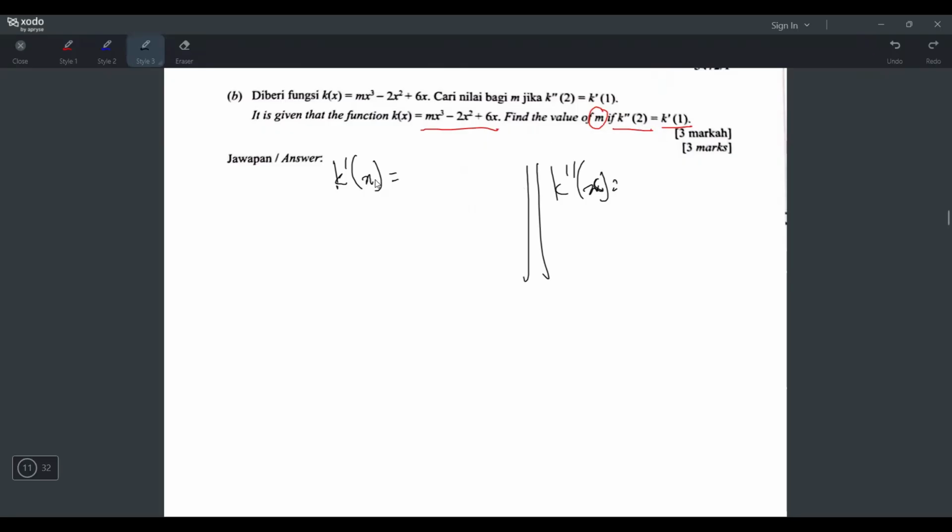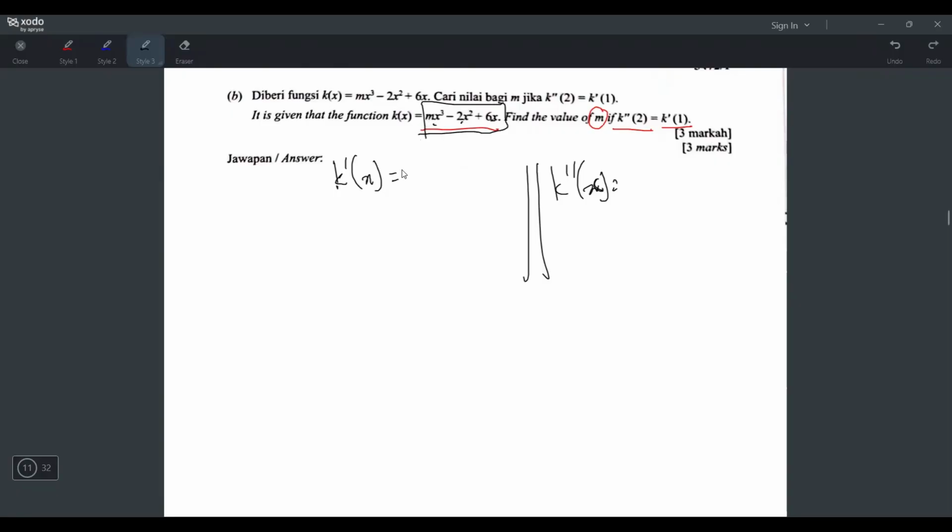Okay, let's try to find k prime x. So you can see this one, you can straight away differentiate already, because there is no x at the bottom and you can't expand it. Everything is like single term, single term. You have three terms here, so just differentiate separately and you will end up getting the answer.